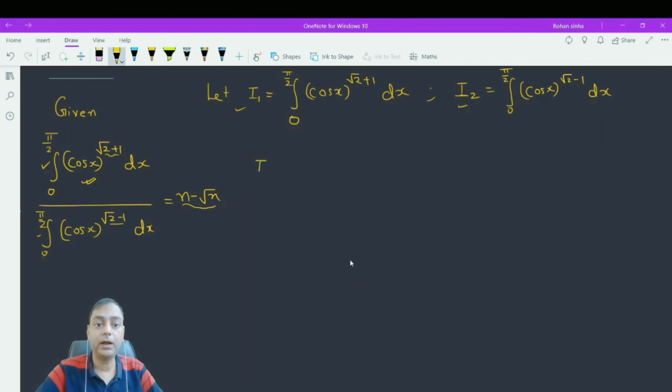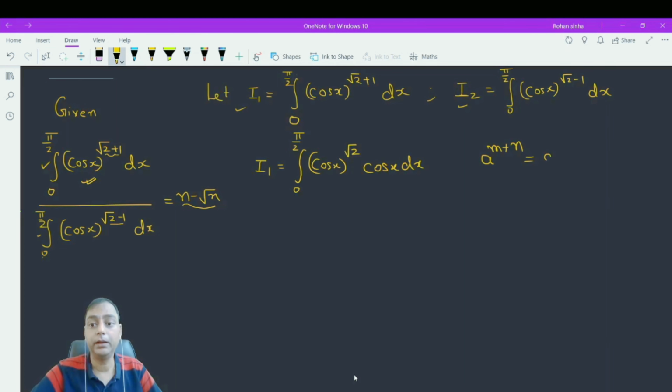Now can we write this I1 as the integral from 0 to pi by 2 of (cos x) raised to root 2 into cos x dx. This simply uses the concept a raised to m plus n is equal to a raised to m into a raised to n. Now I am going to use the integration by parts concept to solve this I1.